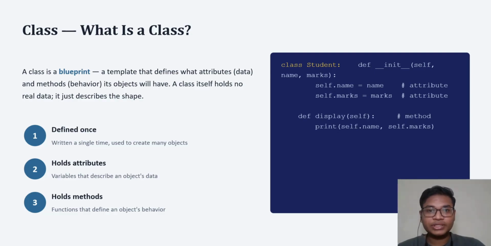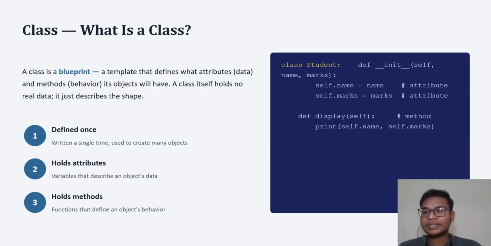How will the class be defined? Let's talk about these three key points. First is defined once. Always remember, a class is defined once, written a single time, and used to create many objects. Second is holds attributes, that means variables that describe an object's data. Third is holds methods, that's functions that define an object's behavior.